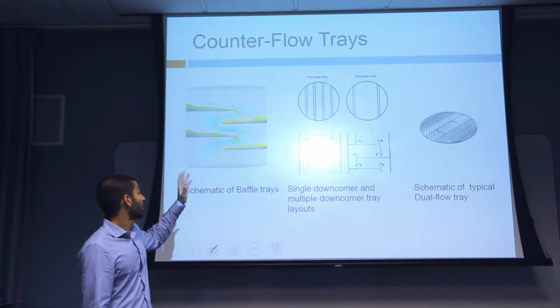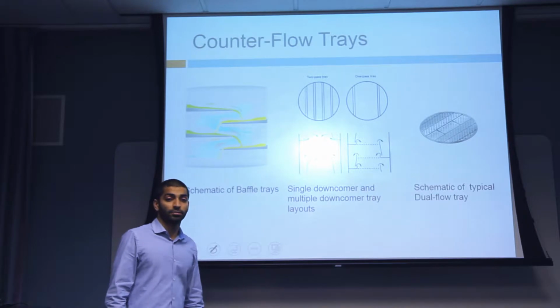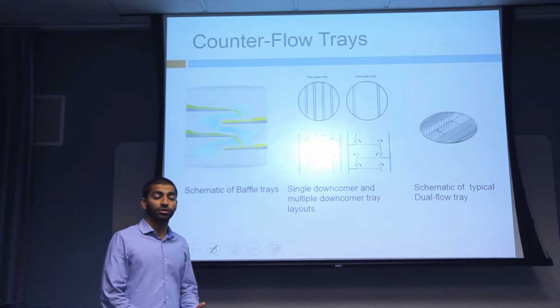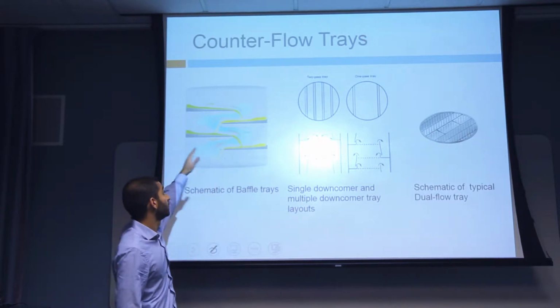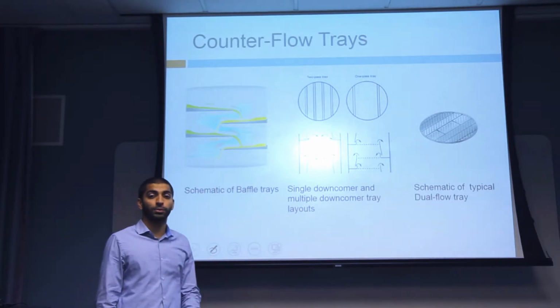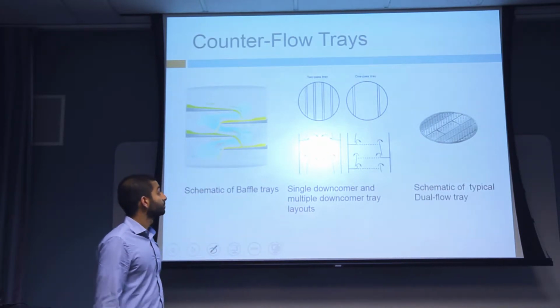On the far left over here, we have baffle trays. This is a non-perforated tray, and it provides minimal contact and low efficiency, and it's used in some special cases. There's a curtain of liquid falling off the baffles, and the only contact that happens between the vapor and the liquid is when the curtain of liquid is falling down.